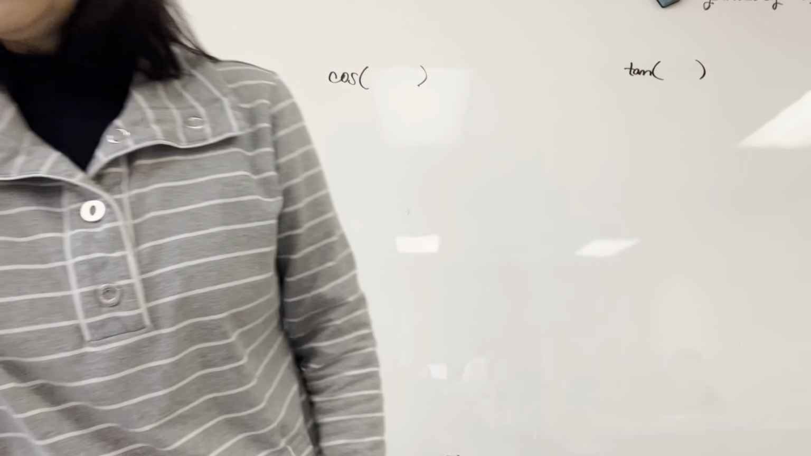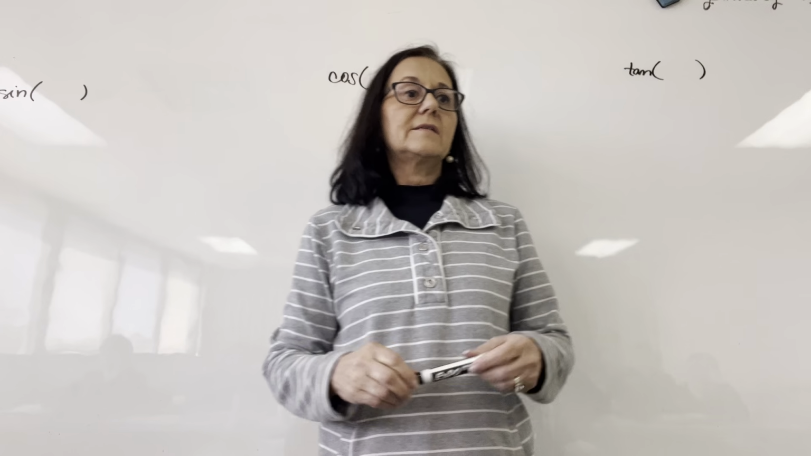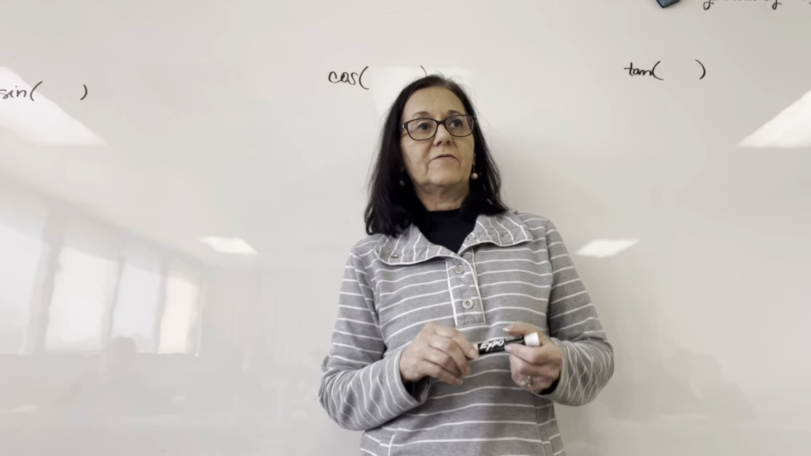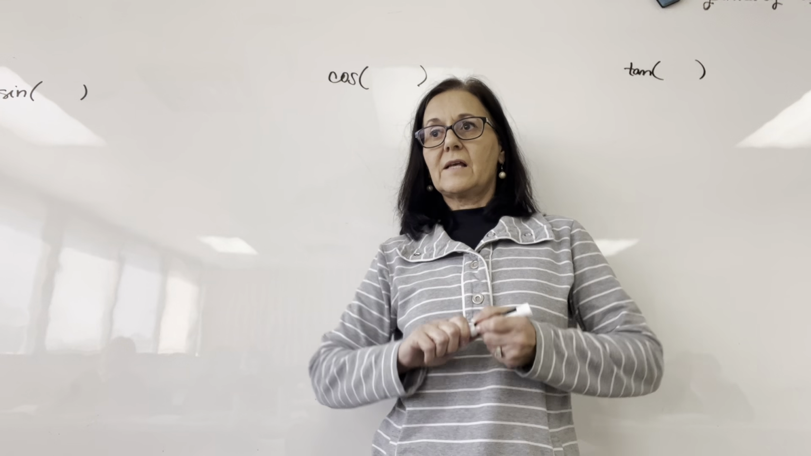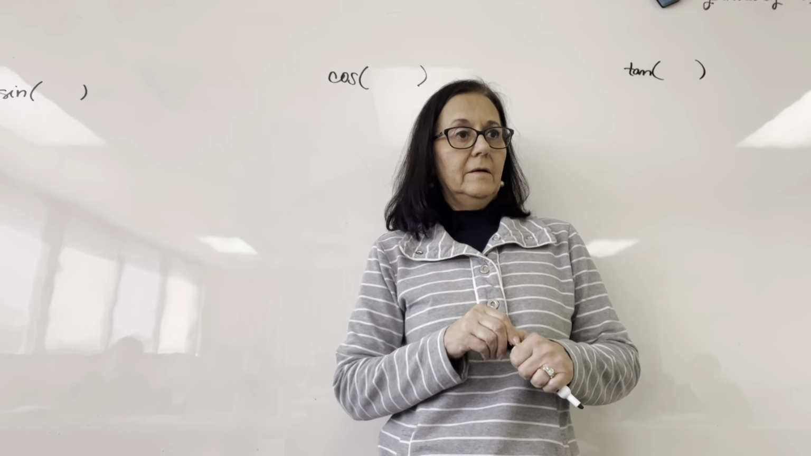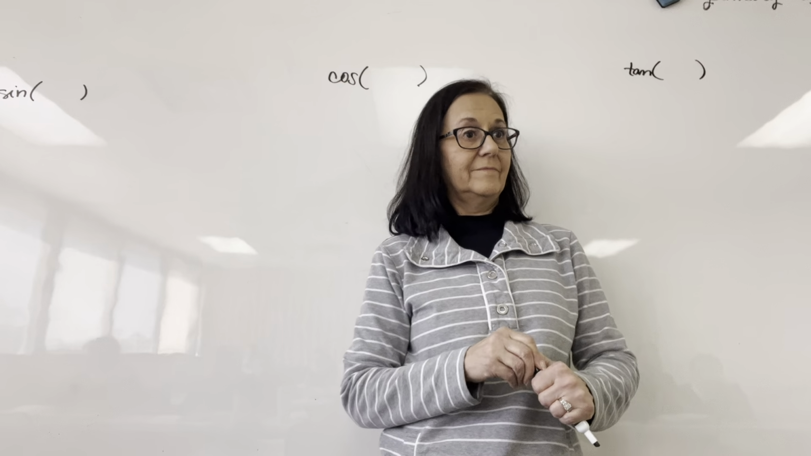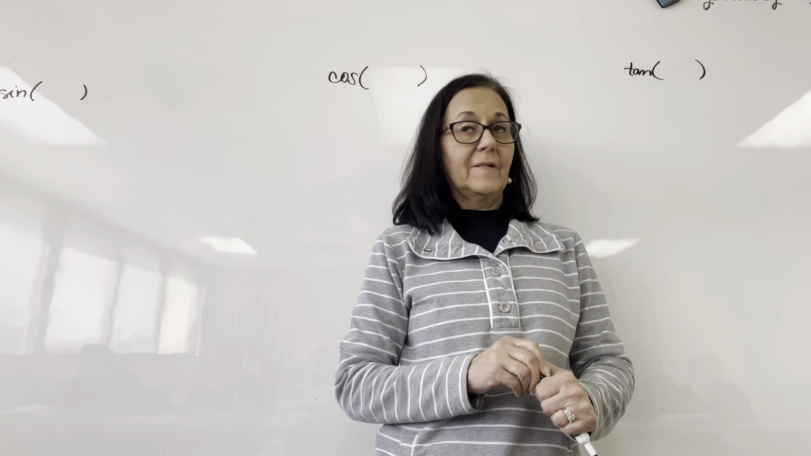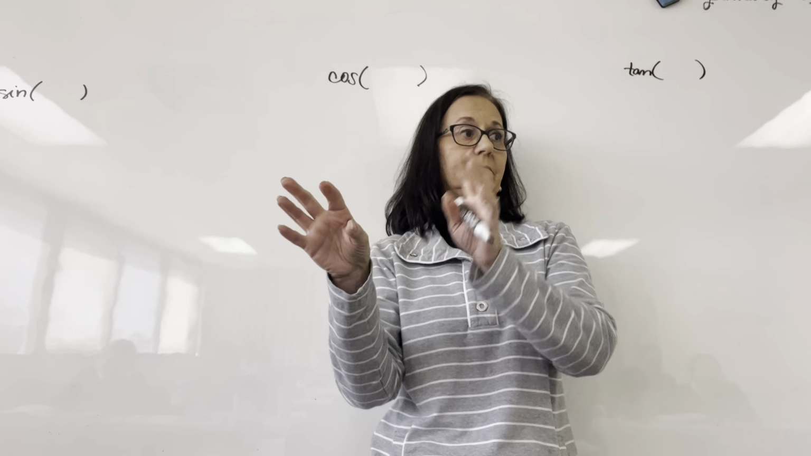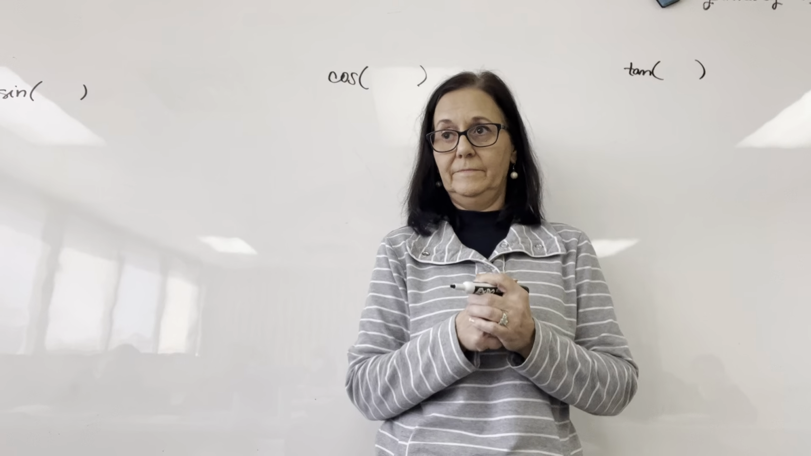Without looking at your identity sheet, can anyone tell me what the sum formula is, or the sum identity is for the sine? The sine of the sum of two angles is, Corinne? It's sine of x times the cosine of y plus the sine of y times the cosine of x. Right. Sine, first one, cosine, second one, plus cosine, first one, sine, second one.